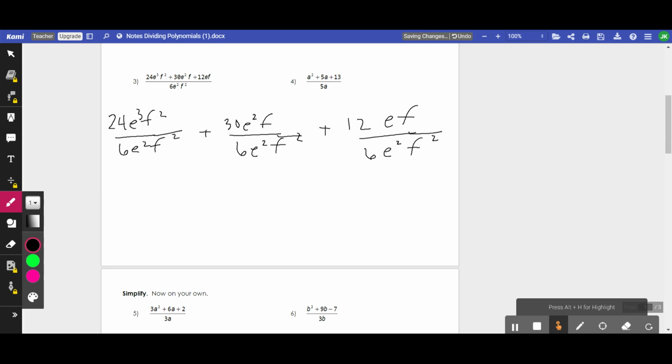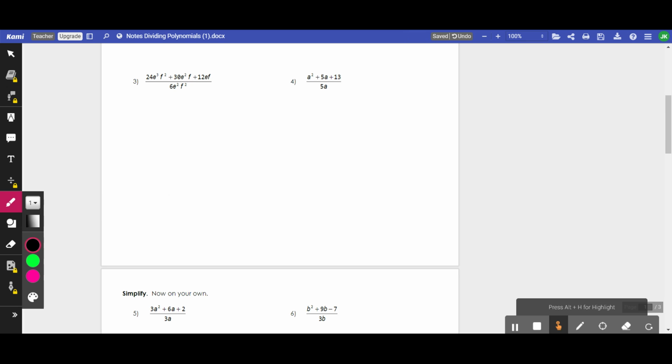Okay, I'm going to erase these so I have room for number 4. So for this one, you can do the same thing here. So you can divide each term in your numerator by the 5a. So I'll write this all out to start. So you'll have the a squared divided by the 5a first. And then your 5a divided by the 5a. And then your 13 divided by the 5a.